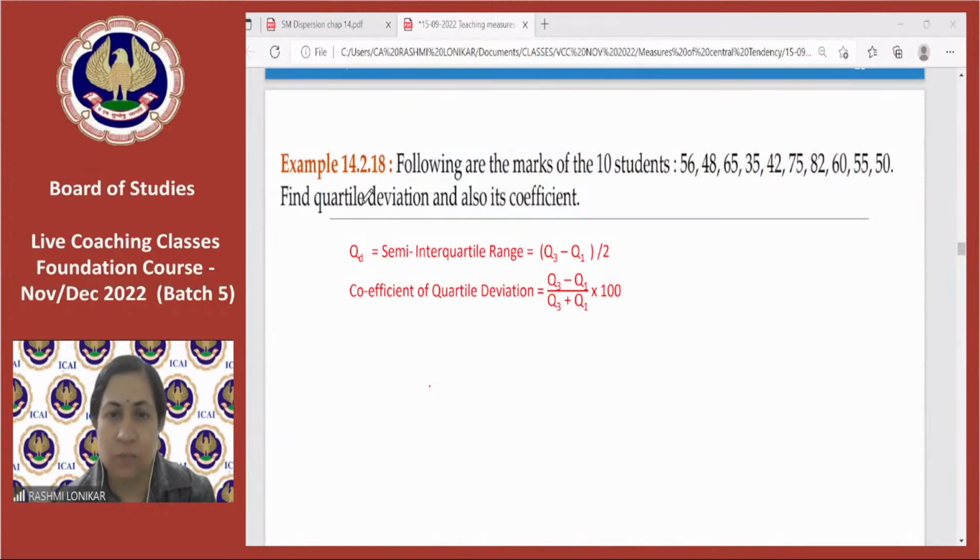Welcome back. We are discussing quartile division. In quartile division, we take the data and arrange it in ascending or descending order. Then we divide it into 4 equal parts. So Q1 will represent 25%, Q2 will represent 50%, and Q3 will represent 75% of the data.